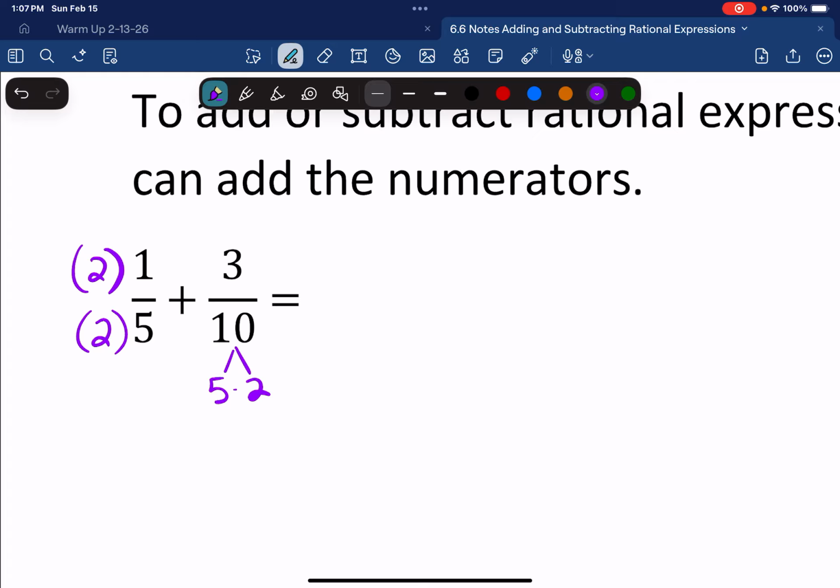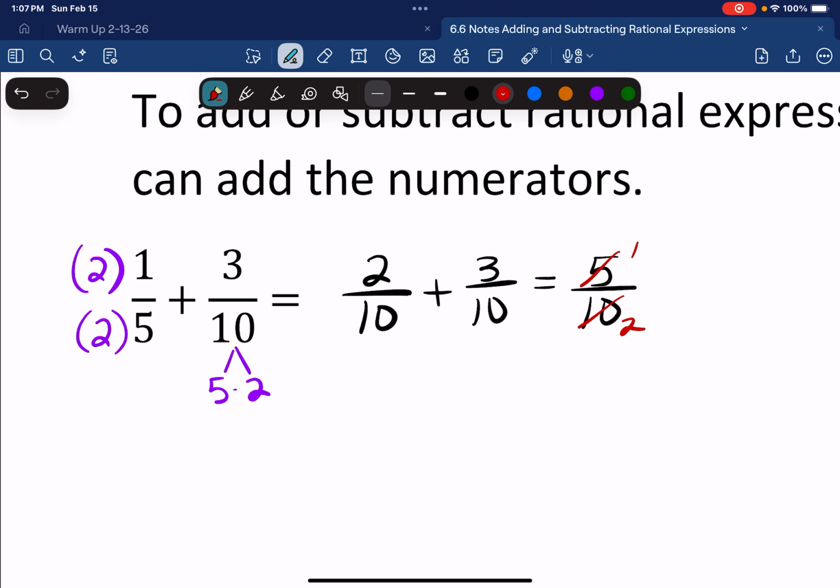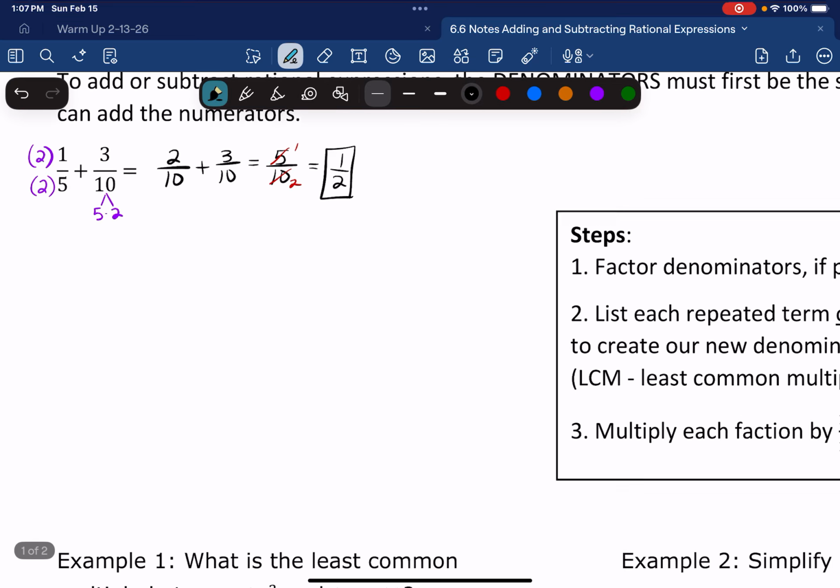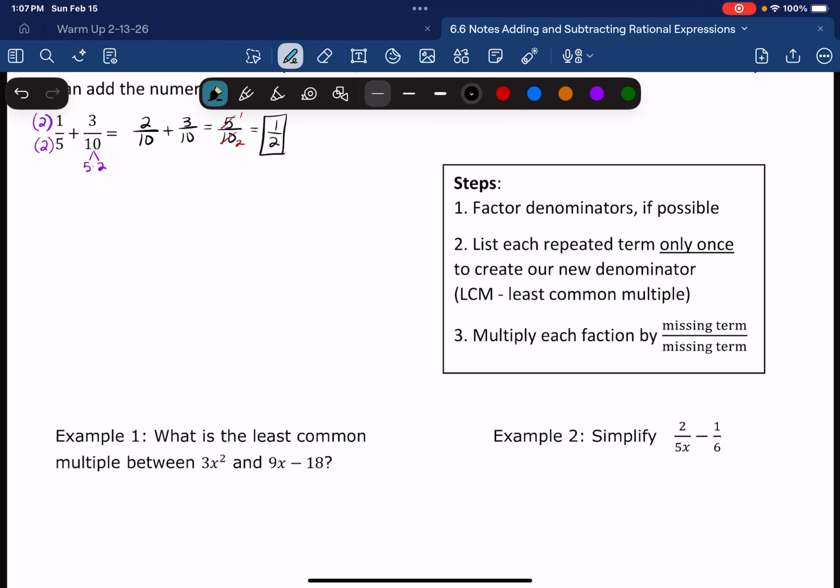So what does this turn our problem into? Our first fraction turns into 2/10. And then we didn't do anything to change the second fraction. It's still 3/10. So 2/10 plus 3/10 is 5/10. And of course, when I look at 5/10, I see that both the numerator and the denominator are divisible by 5. So let's divide both of these by 5. And our answer simplifies to 1/2. Now, it doesn't always simplify, but if it does, we probably should simplify it.